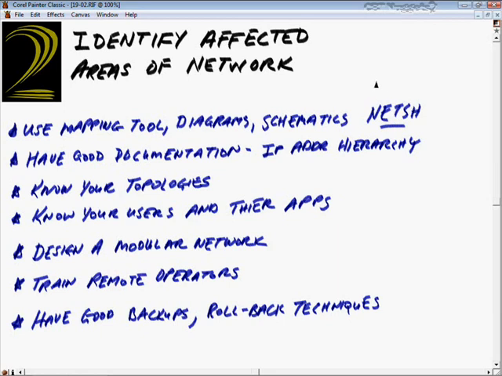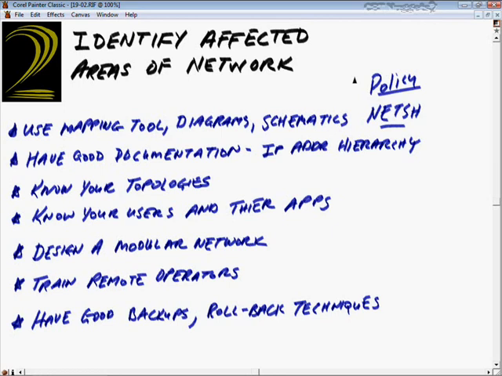Also, if you're using some type of policy, security policy or group policy in your organization to affect a lot of users, then you want to understand how the policy is implemented as well. So use those tools to rapidly identify the affected areas of a network. Again, you want to have good documentation. And this means you want to have your IP hierarchy mapped out and documented.